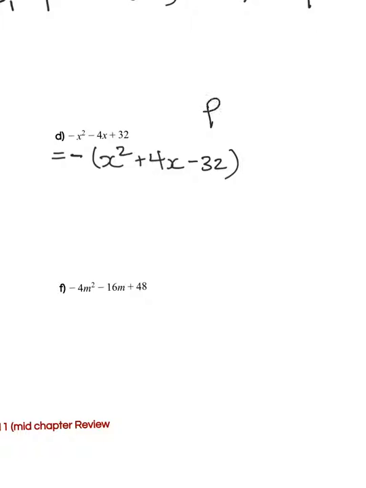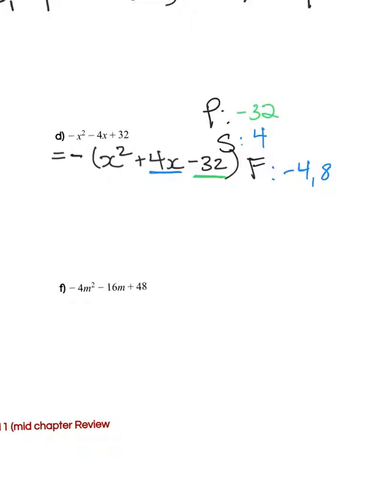Now we're still going to do our product, sum, and factor method. So I need two numbers that when I multiply together, I'm going to get negative 32. When I add them together, I'm going to get 4. And those two factors are going to be negative 4 and 8.